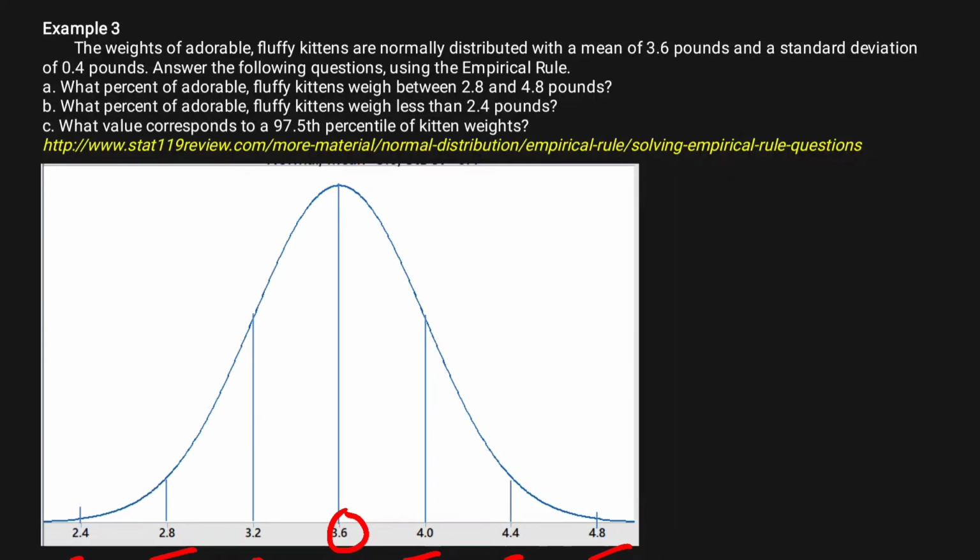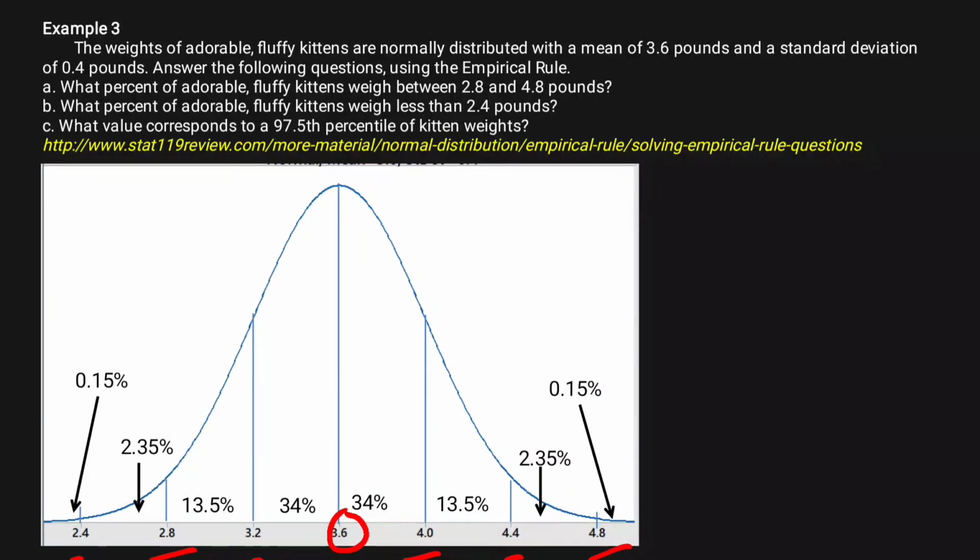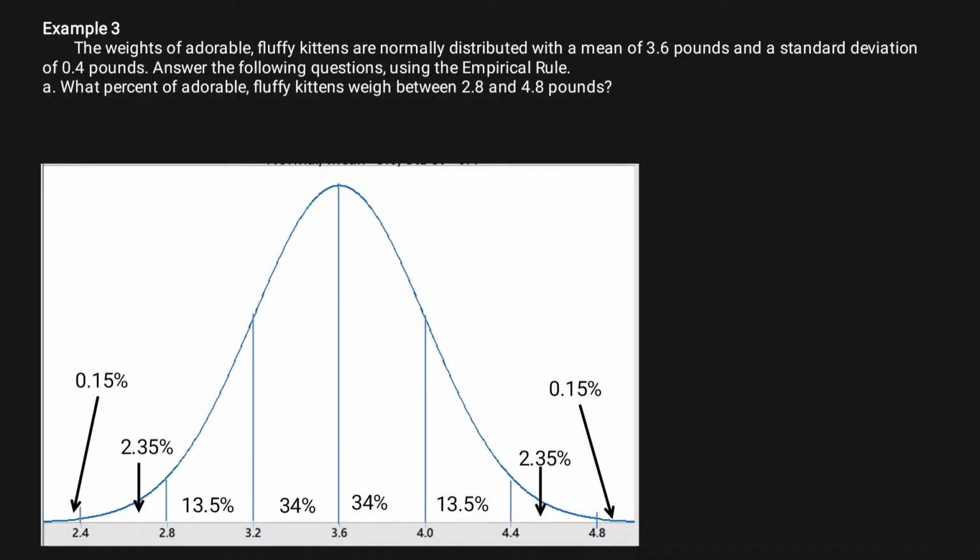Okay, so sagutan natin ang letter A natin. Ito yung mga percentage. So, we have 34%, 13.5%, 2.35%, and then 0.15% yung tail natin. What percent of adorable fluffy kittens weigh between 2.8 and 4.8 pounds? So, kunin lang natin yung 2.8 and 4.8. Ayan, bilugan natin, 2.8 and then we have 4.8.